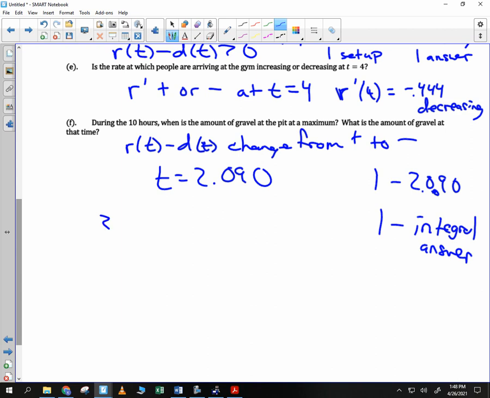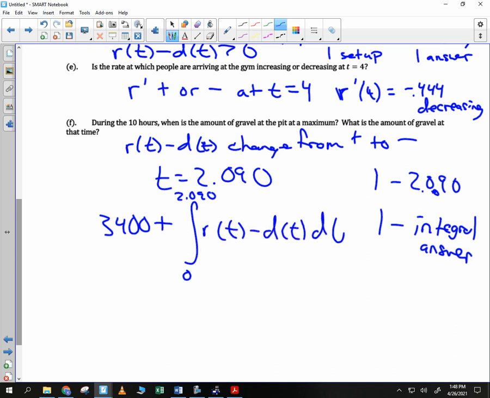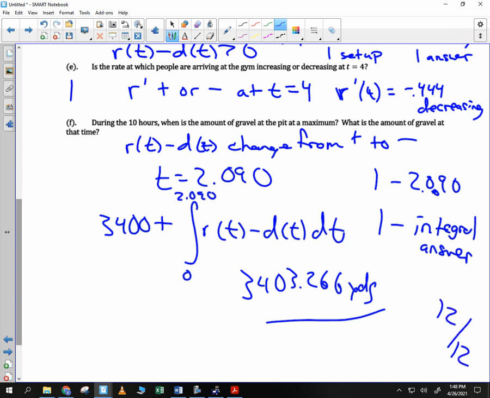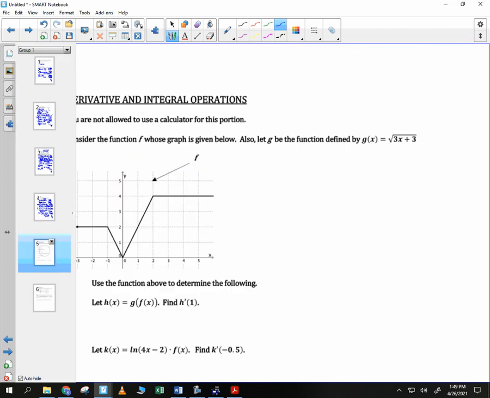So the integral would be 3,400 plus the integral from 0 to 2.090 of R of t minus D of t dt. Or you could separate it into two integrals. And it happens to be 3,403.266 yards of dirt. Yep. In order to get the point, you had to have both of those correct. Yes, 1 point here. Thank you. So that's a total of 12 out of 12. I thought that was the toughest of the group.